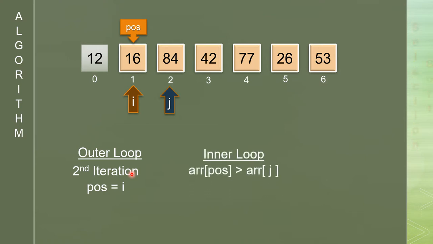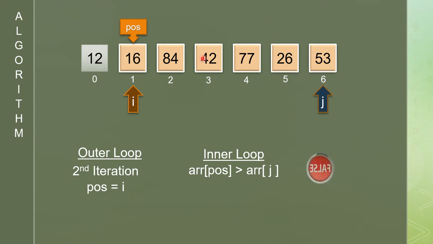The first comparison is ARR of position, that is 16, greater than 84. The condition is false, so it moves on to the next element. Now it is going to check ARR of position, that is 16, greater than 42. Again it is false, so it moves on to the next element. Now here it is 16 greater than 77. Again it is not true, it is false. So it moves on to the next one. Is 16 greater than 26? No, again it is false. So it will move on to the last element in this iteration, that is 16 greater than 53.